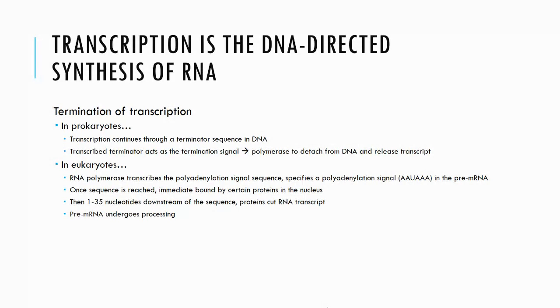In eukaryotes, RNA polymerase transcribes the polyadenylation signal sequence, which specifies a polyadenylation signal in the pre-mRNA. And it's pre-mRNA because we know it needs to go through some processing before translation. Once that signal is reached, it is immediately bound by certain proteins in the nucleus, and then 1 to 35 nucleotides downstream of that sequence, the protein cuts the RNA transcript, and then we're ready for RNA processing.